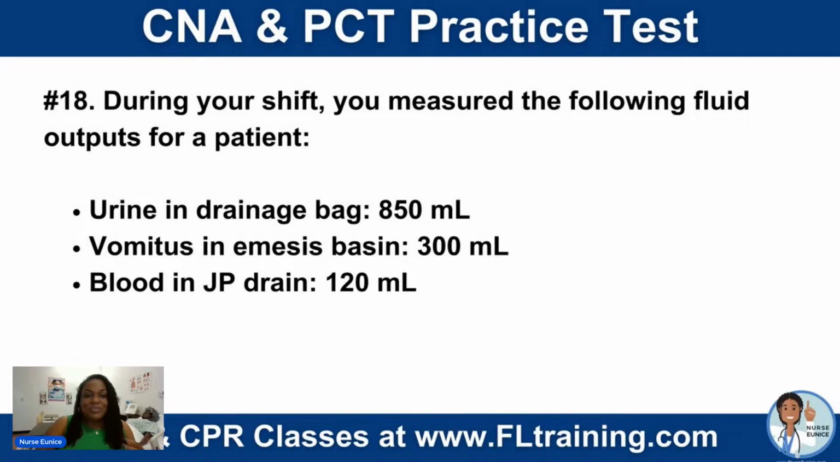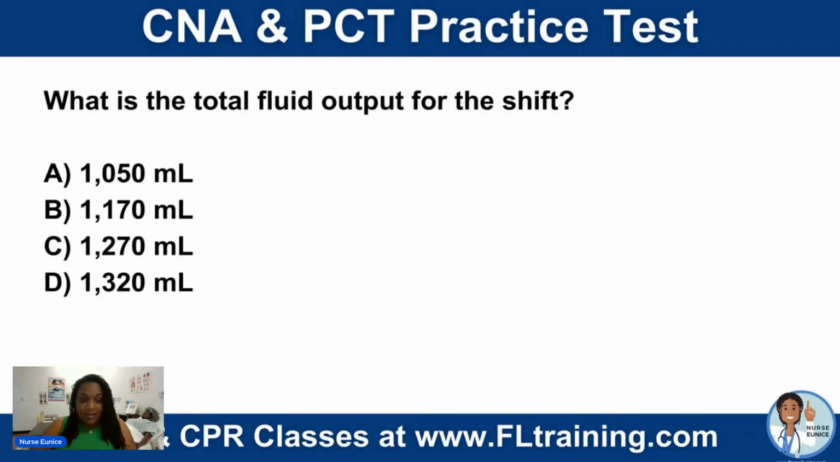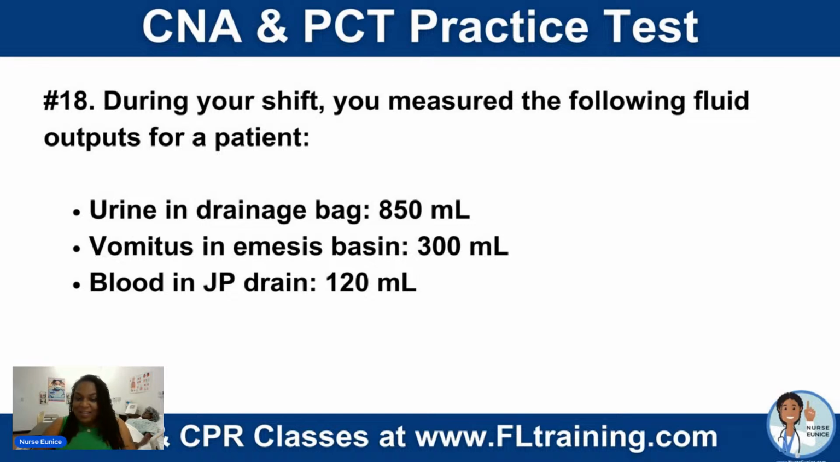All right, so during the shift, you measured the following fluid outputs for a patient. The urine in the drainage bag was 850 mLs. Vomitus in the emesis basin was 300 mLs, and then blood in the JP drain was 120 mLs. What is the total fluid output for the shift? I'm going to go back. You have to total it up.